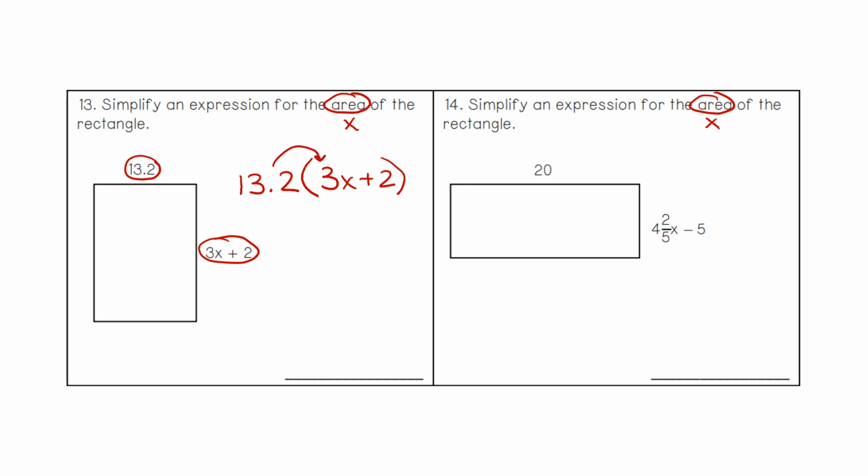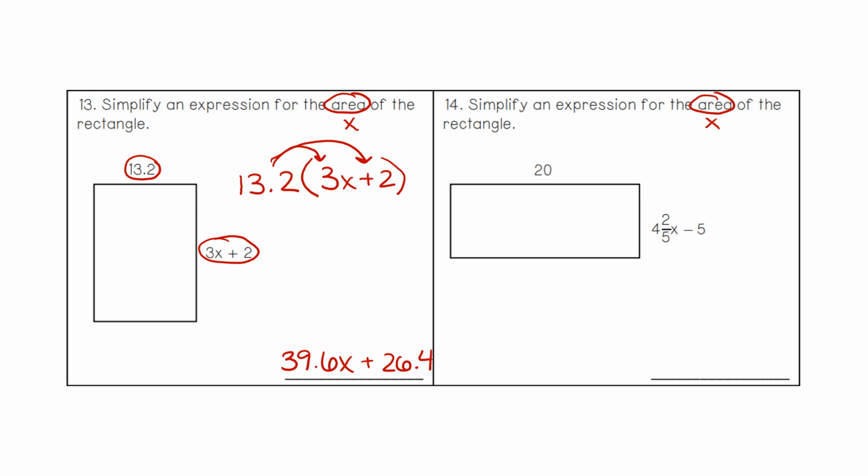We multiply the first number, 13.2 times 3, to get 39.6x. We multiply again 13.2 times 2 to get 26.4.